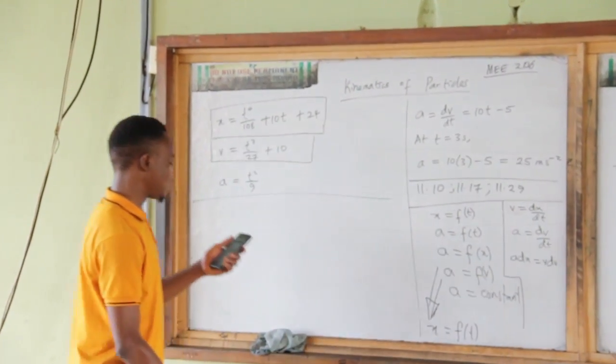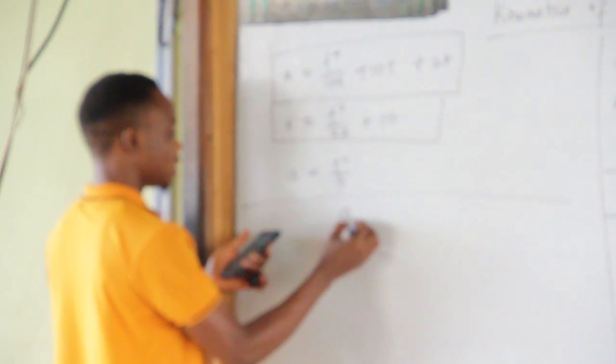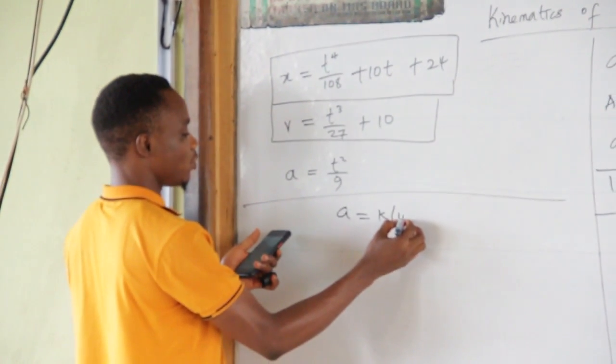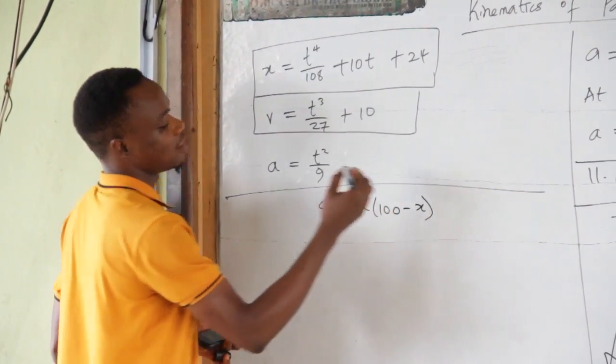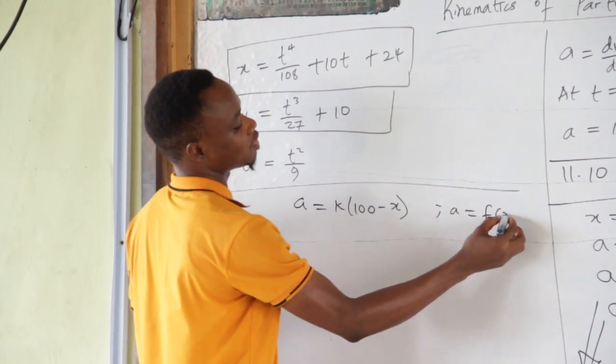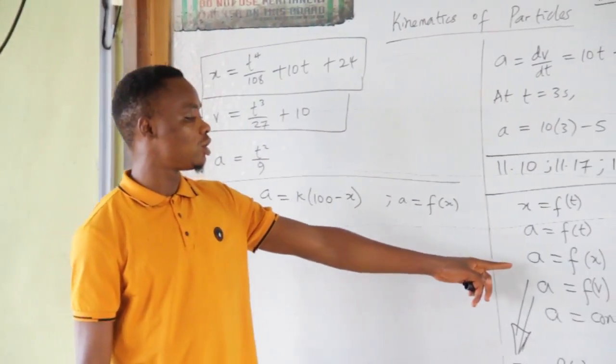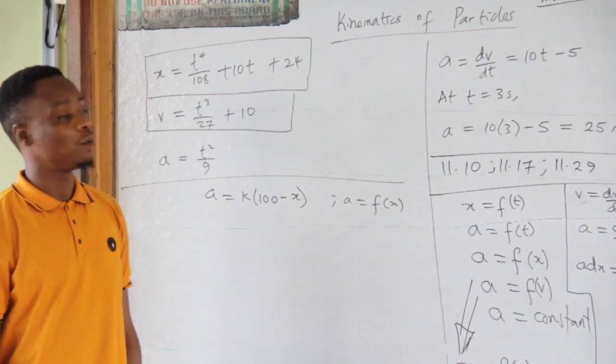Okay, so in this case, we are told that acceleration equals k into 100 minus x. So obviously, you have been given acceleration as a function of position x. Is that clear? So this is a problem of this third kind. Is it making sense? And what do you do now?